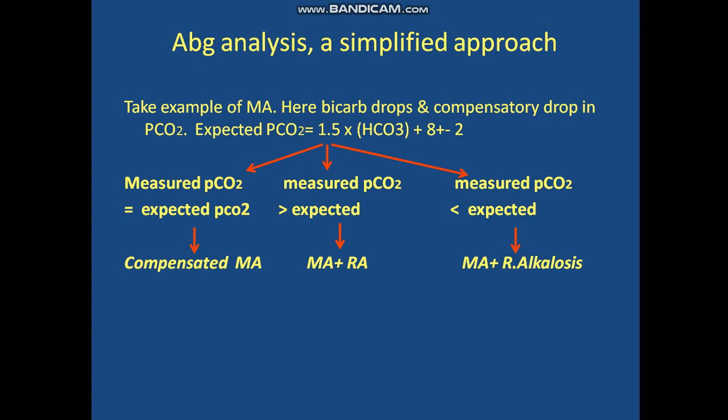Similarly, take the example of metabolic acidosis. Now here, because there is a drop in bicarbonate and a compensatory drop in PCO2, we measure the expected PCO2. Now if the expected PCO2 and measured PCO2 are the same, then metabolic acidosis is said to be compensated. If the measured PCO2 is more than the expected PCO2, then along with metabolic acidosis, there is also respiratory acidosis. And if the measured PCO2 is less than the expected PCO2, then there is respiratory alkalosis going on along with the primary metabolic disorder, that is metabolic acidosis.